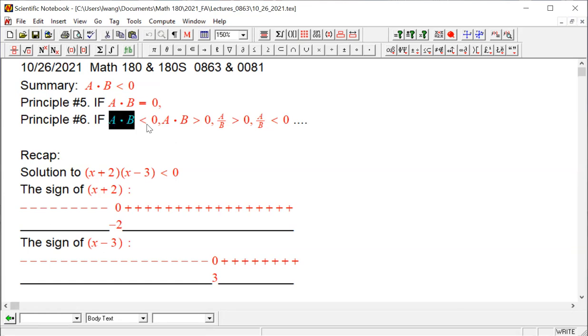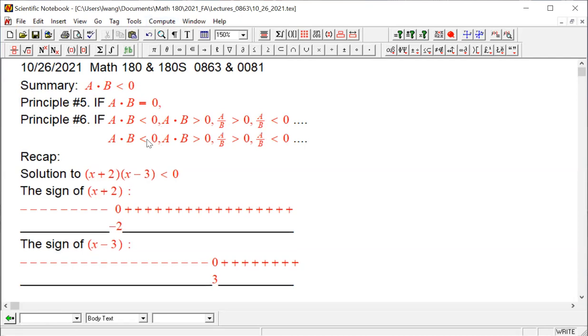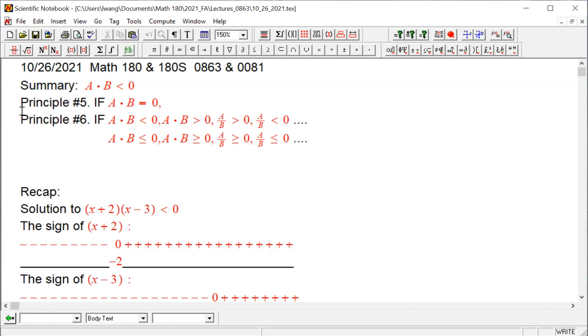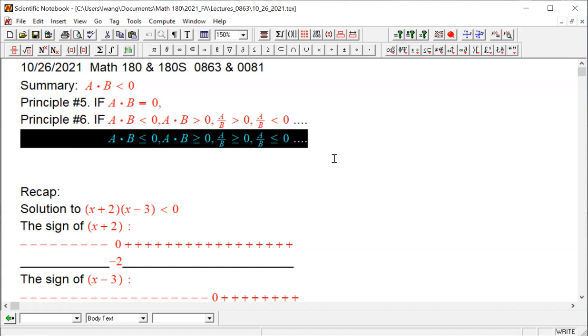The inequalities in consideration, of course, could have been greater than or equal to 0, where in that case, principle number 5 and principle number 6 are used at the same time. It would be less than or equal, greater than or equal. You guys follow me? Principle 5 and 6 combined would be this case, less than or equal, greater than or equal, and so on.